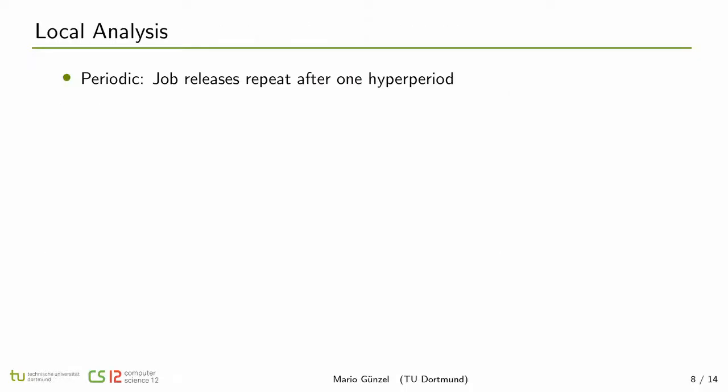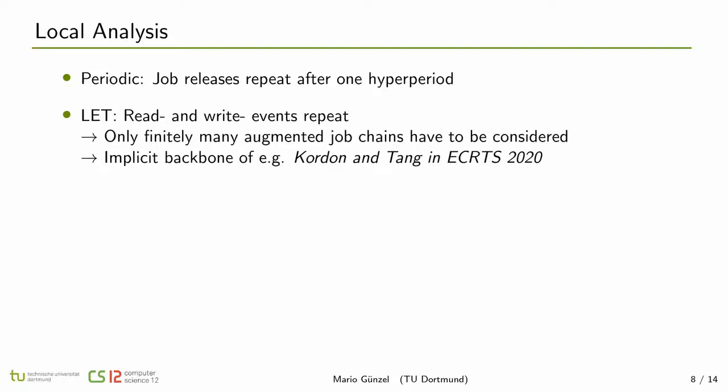In general, the computation of maximum data age and maximum reaction time might take forever because we compute such a supremum. And to still compute the exact result in finite time, we need to utilize some task properties. So for example, if we look at only periodic tasks, then we know that the job releases repeat after one hyperperiod. This is what we prove in the paper. When we then use logical execution time, then we know that the read and write events also repeat because the read and write events are at the release and deadline of the tasks, which repeat. And in this case, only finitely many augmented job chains have to be considered to compute the exact results. And this is, for example, implicitly the backbone of analyses like from Gordon and Chen in their recent RTAS work.